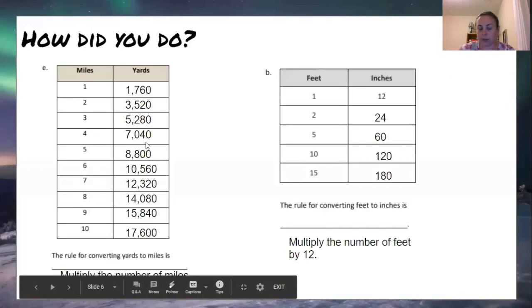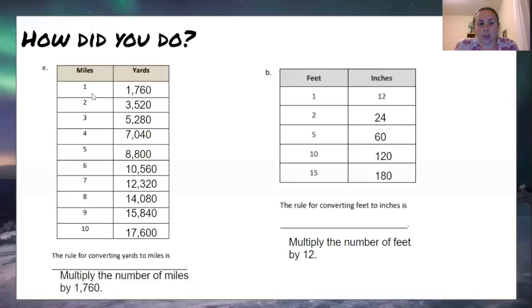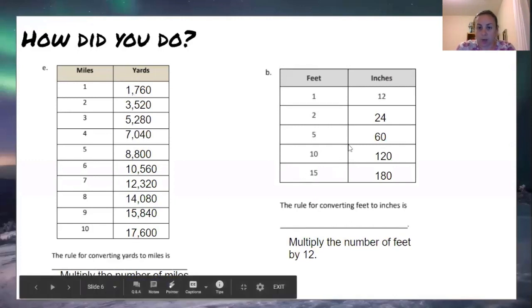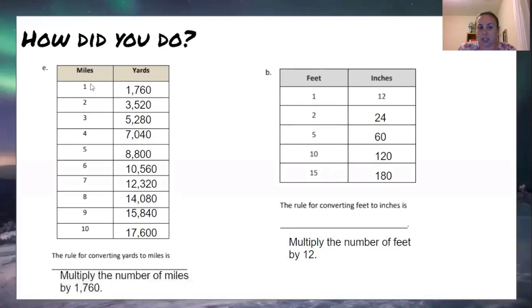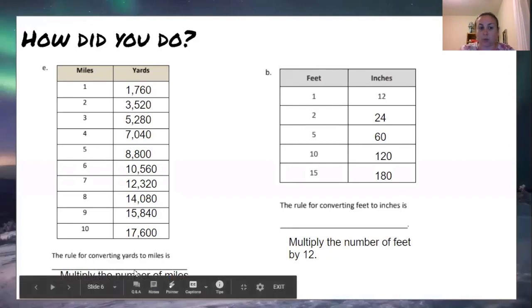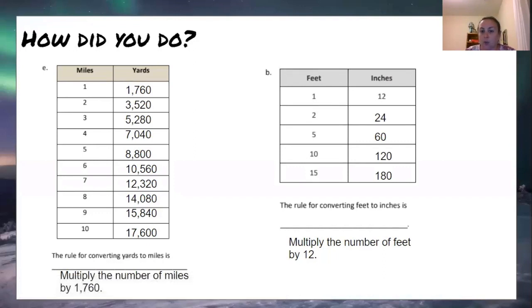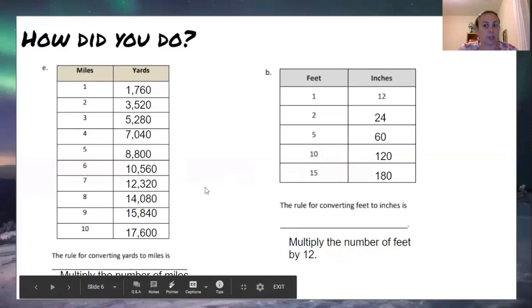All right, how'd you do? So here's our first chart. If you need to pause to check all of your answers, feel free to pause so you can make sure you have all the right answers. But what I did is I just multiplied each of the number of miles times 1,760 yards. And that's our rule, is multiply the number of miles times 1,760. And then for feet to inches, the rule is to multiply the number of feet times 12, and that will help you get your answer. And for these, it made it a little bit more simple to use those calculators that we could have as our materials in the beginning.